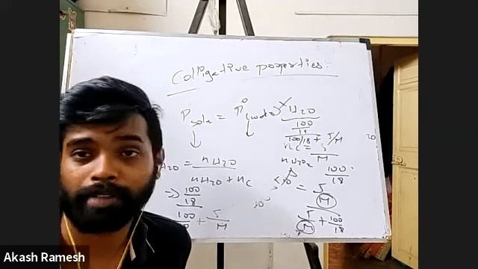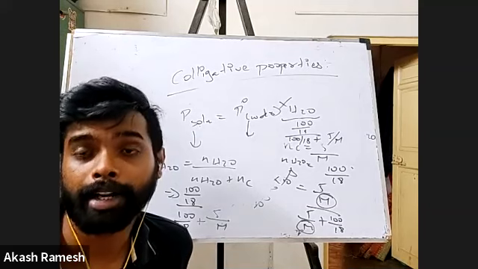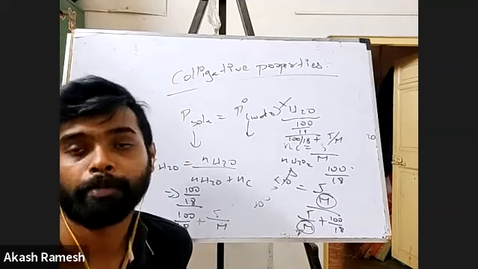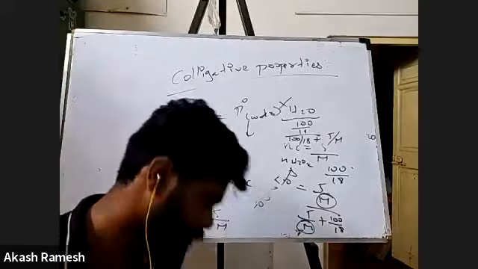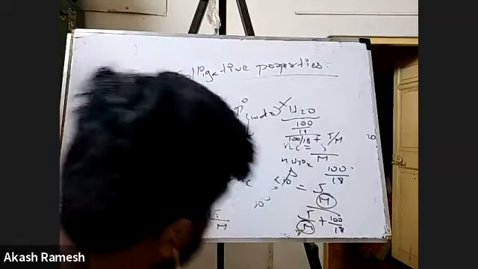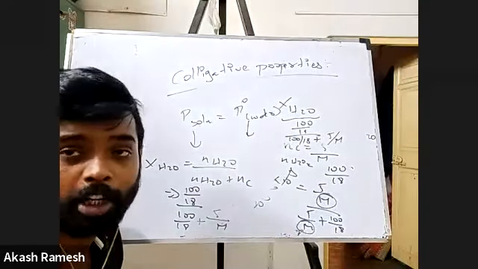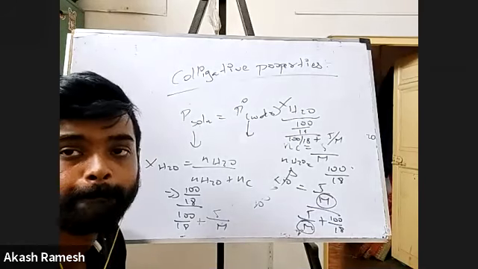Okay, that is about the first colligative property, relative lowering of vapor pressure. Right. Okay, we'll move on to the second colligative property. I hope if there's any question, please ask. Is there any question, people?